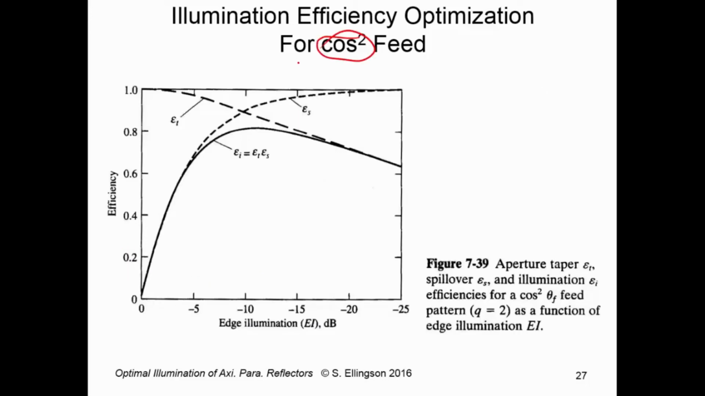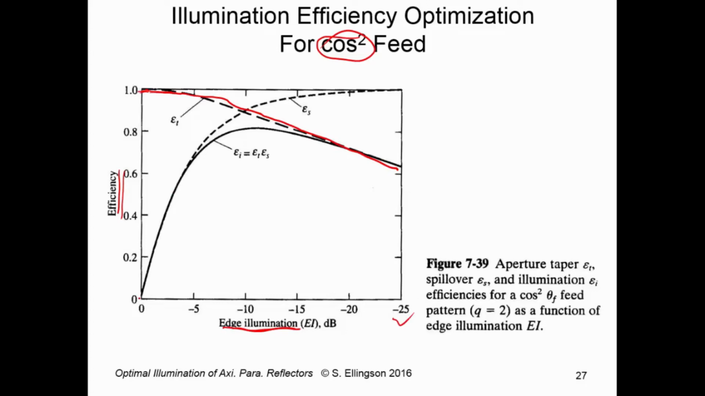If we choose a cosine squared feed, Q equals 2, and we plot illumination efficiency as a function of edge illumination, we now have a single curve. As edge illumination goes from 0 to minus 25 dB, that's taper efficiency going from 1, right? Because edge illumination of 0 means the edge gets the same magnitude as the vertex. That's perfect taper efficiency. As taper efficiency goes down, so too is edge illumination going down.